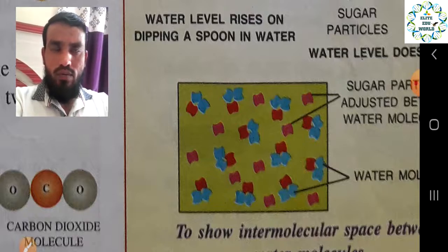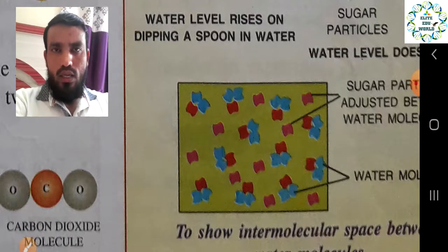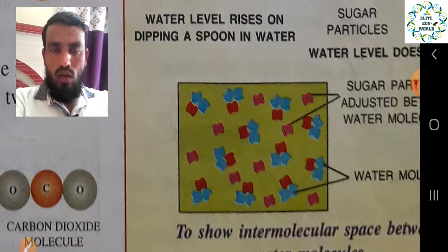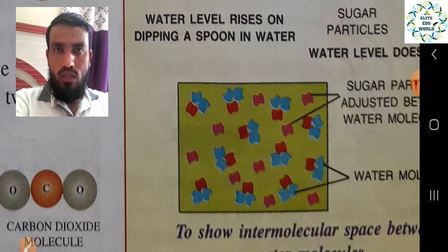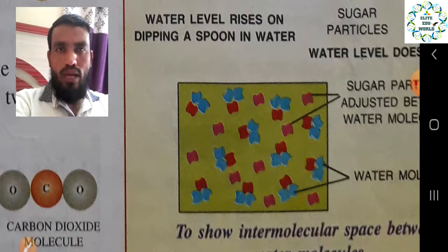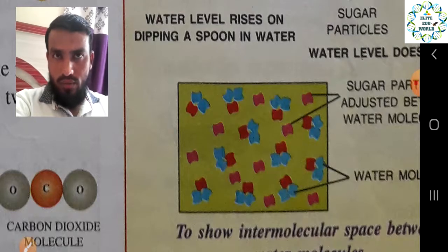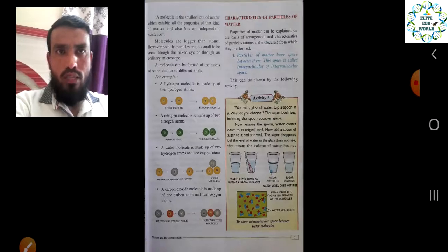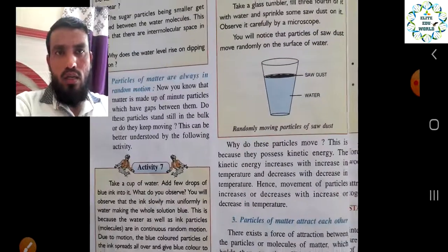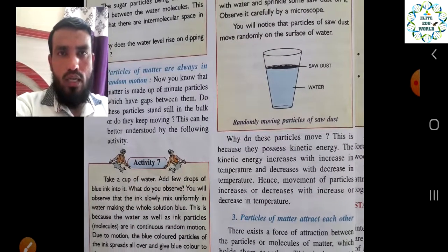And when we talk about the gaseous state, the intermolecular force is very least in gaseous molecules. That is why there is so much space between the molecules of gas. That is why gas can move in any direction, wherever it finds the space. On the next property, we have to see whether the molecules stay in the same place or can move.